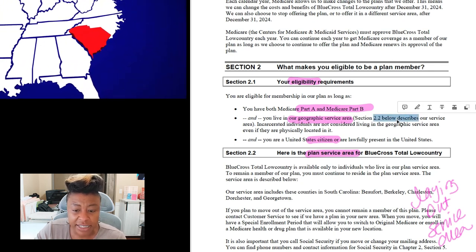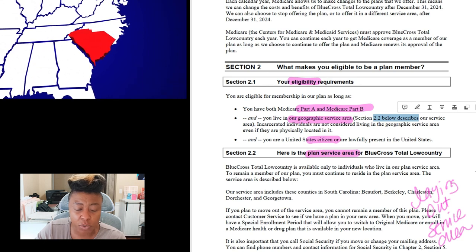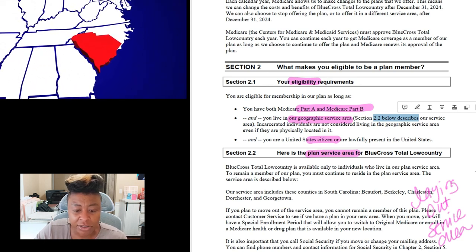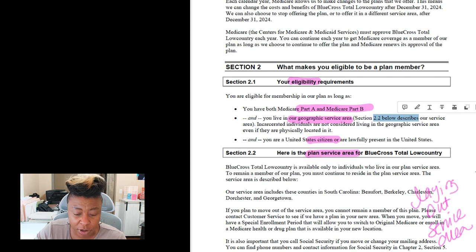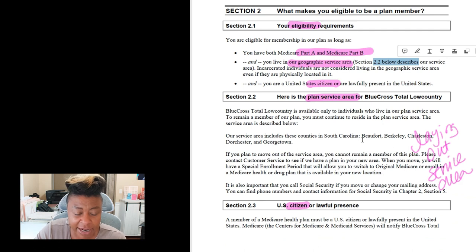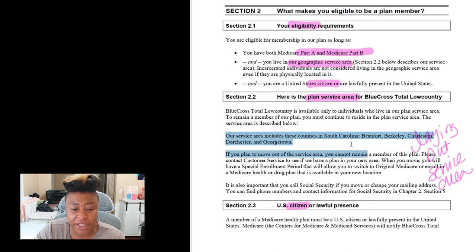It tells you to see section 2.2 so that you know what that service area is. This is important because you may move from one part of the state to another part of the state. And if you do, you may no longer be eligible to stay in this particular plan. And then the third bullet says that you have to be a U.S. citizen. All right, section 2.2 is the plan service area. So it's basically saying if you're in this particular plan and you're in South Carolina, you have to be in South Carolina in one of these 5 counties. Okay, so that's what this is saying right here.